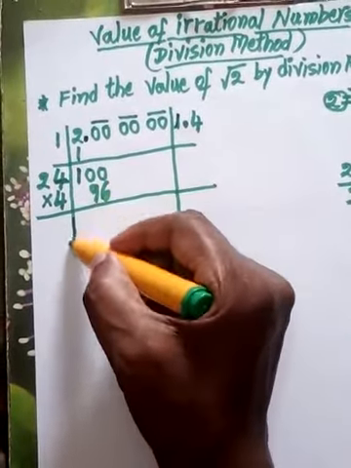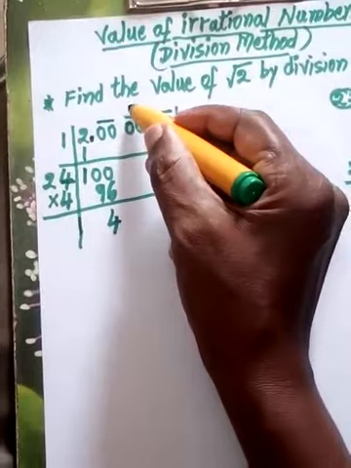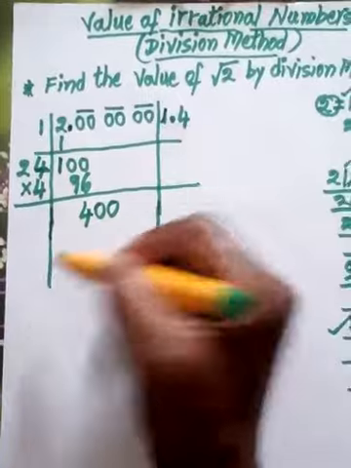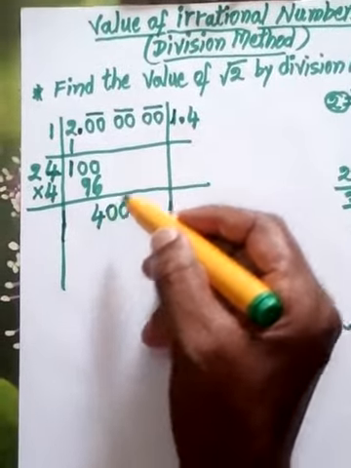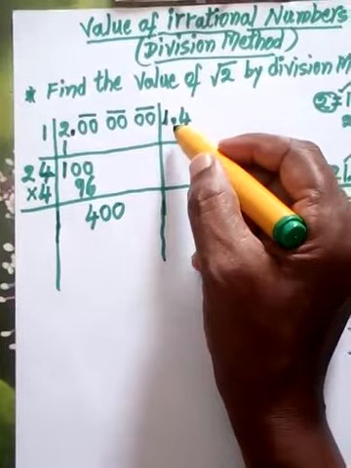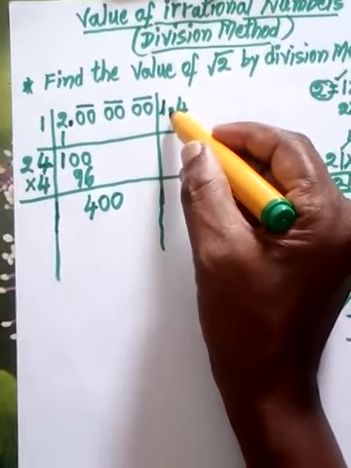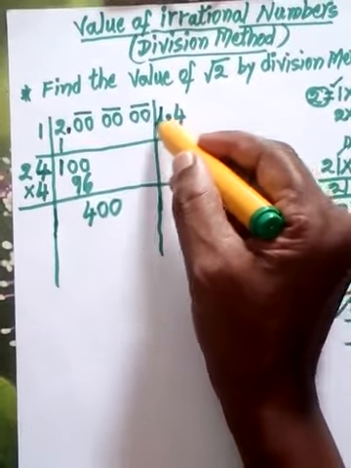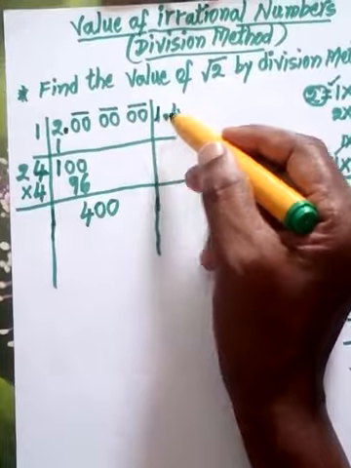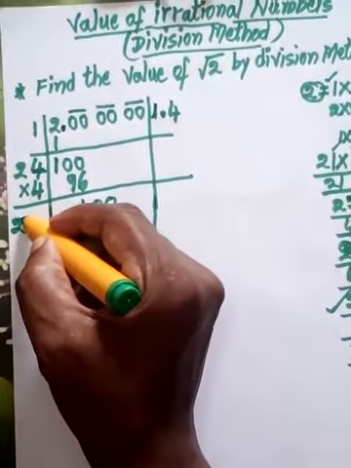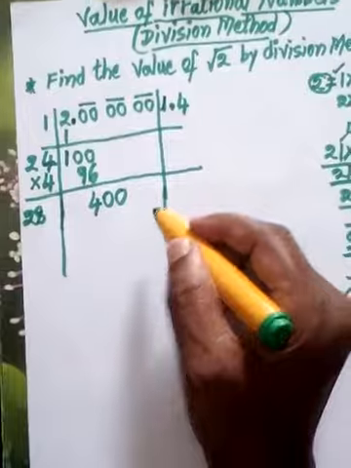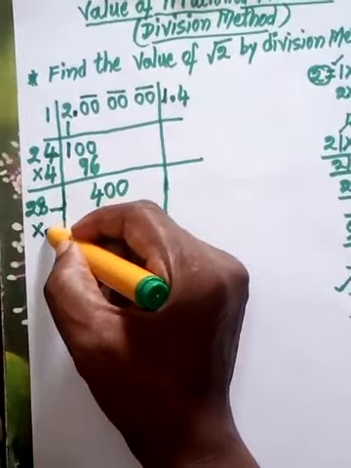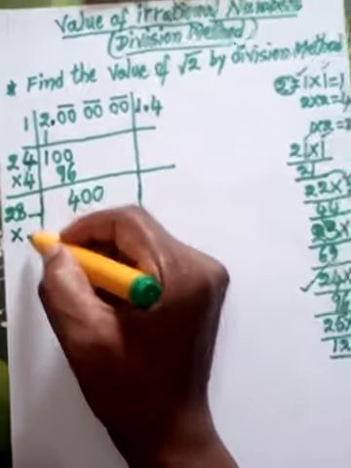Now 100 minus 96, we will get 4. Again we have to bring down another 2 zeros. Then the next step is to double these numbers without taking the decimal. Without taking the decimal, these two numbers are read as 14. If we double them, that becomes 28. Then again we have to write one more number here, such that we multiply this entire number with the same digit.